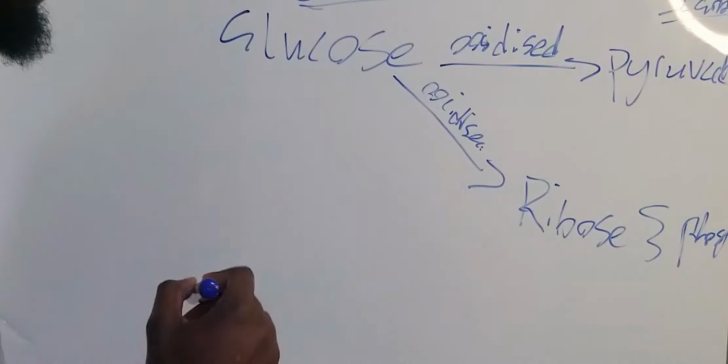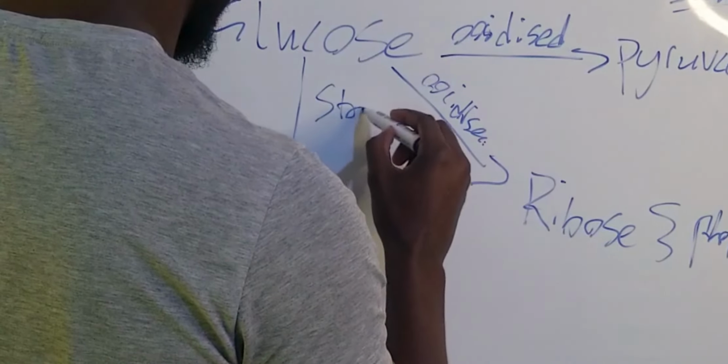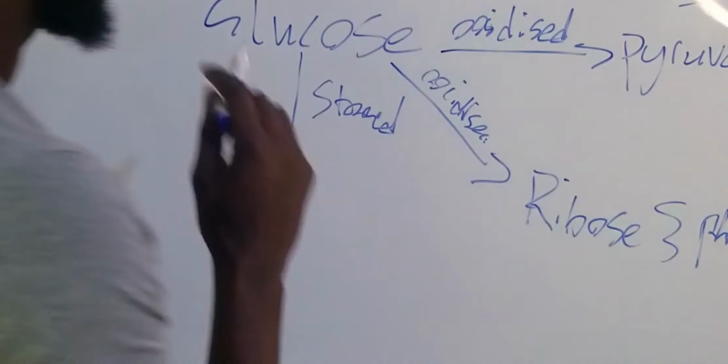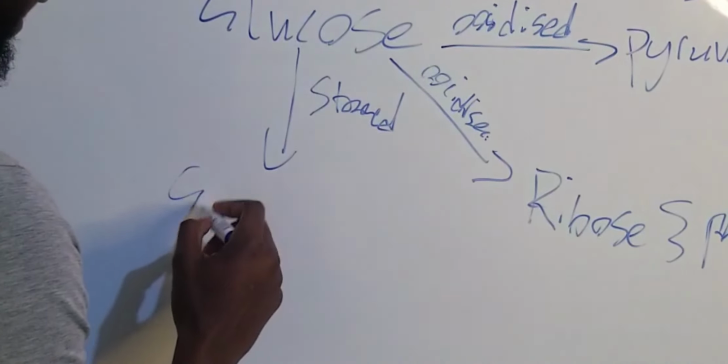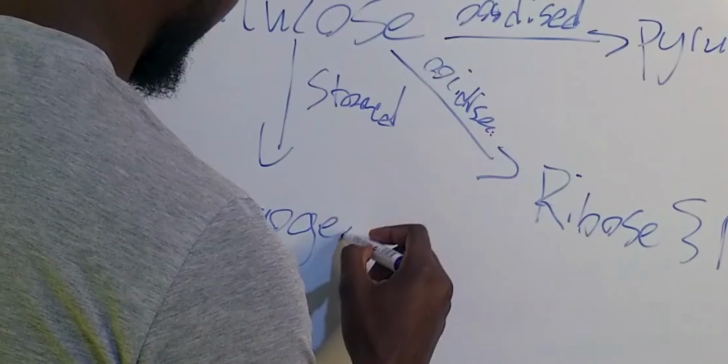The other fate of glucose that we have is that it can be stored, and it is stored in the form of glycogen.